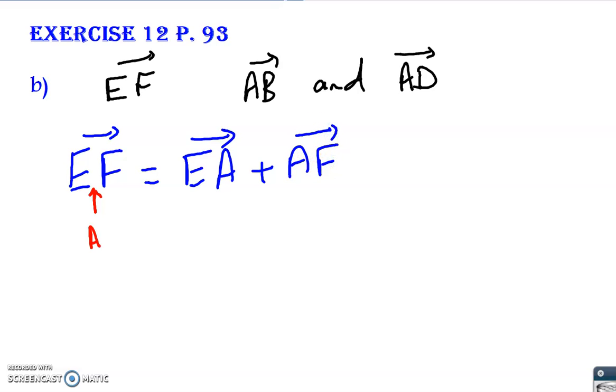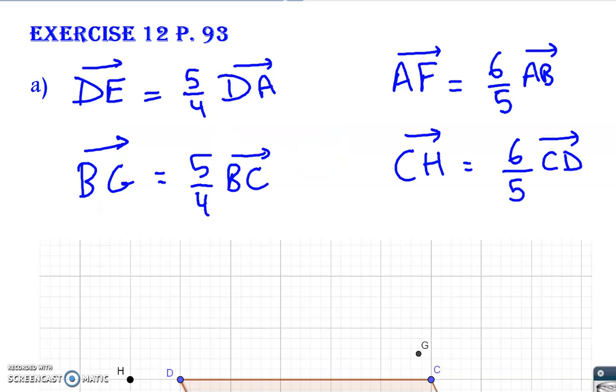Our goal here is to write everything in terms of the original points that we were given, A, B, C, and D, because if I do so, I can immediately write everything in terms of vector AB and vector AD. You will see now how. So AF, I already have it given here. It's 6 over 5 AB. However, EA, I don't have it.